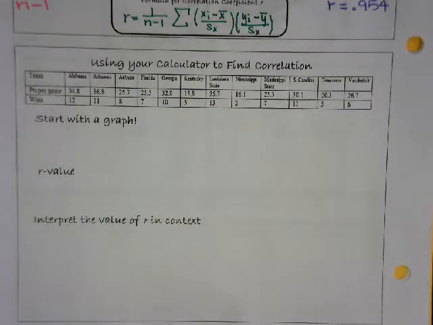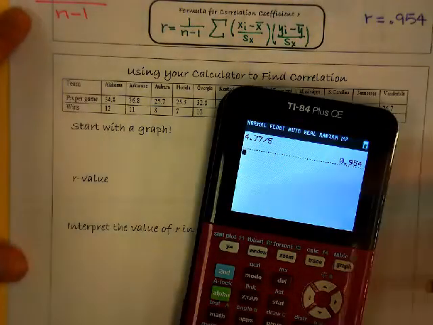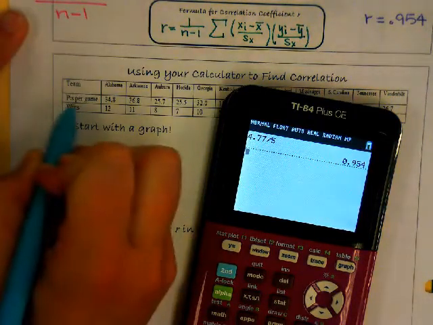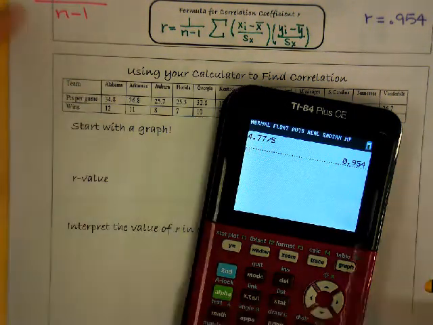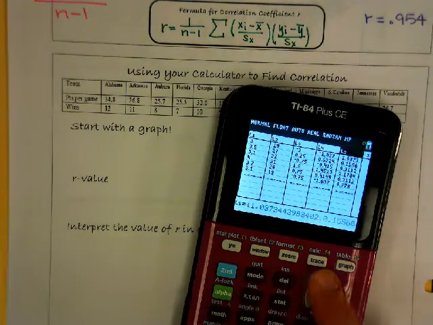You can pick any 2 if you want to leave the first 2 lists in there, because I said GPA and ACT will keep showing up. I want you guys to put points per game in one list and wins in another list. Stat, edit. Highlight L1, L2, whatever list, clear, enter. If you hit delete, the whole list disappears.